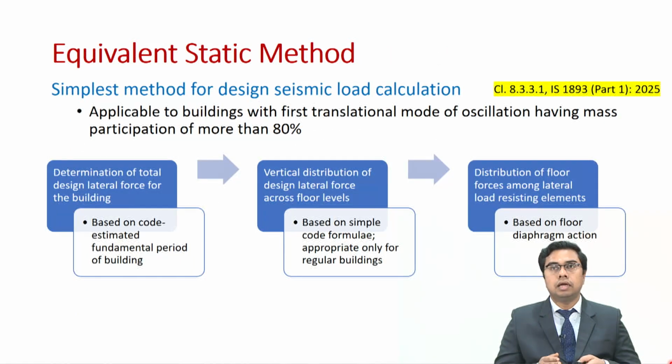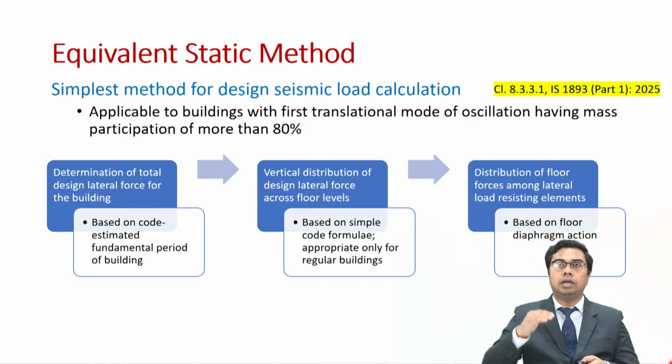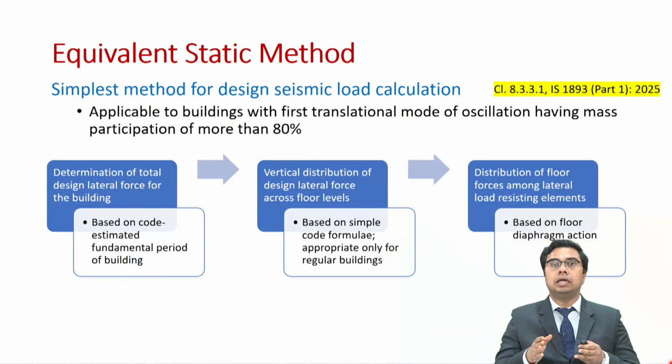Okay, so as we have seen about the equivalent static method, which is the simplest method for design seismic load calculation, in this case we usually apply to buildings with first translational mode of oscillation having mass participation of at least 80%. We have seen the flow chart where we were first determining the total design lateral force for the building, then distributing it vertically across different floor levels, and finally distributing it among different lateral load resisting elements based on floor diaphragm action.